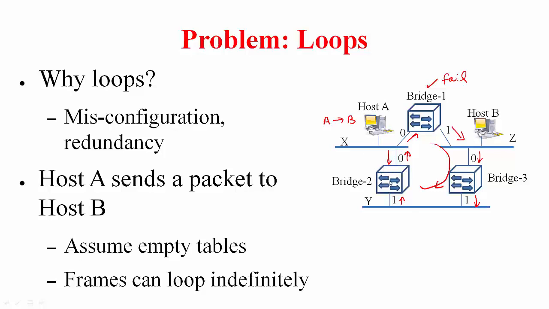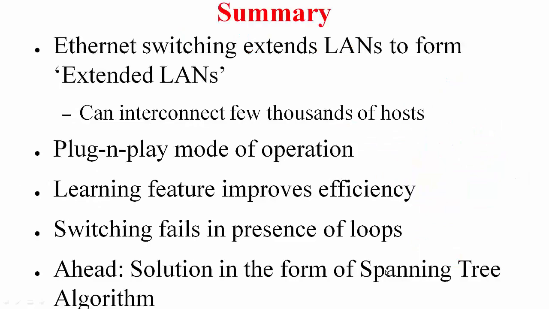Similarly, when host A originally sent the packet, bridge 2 is going to get it, and it is going to send the packet like this, and this will go like this. So there is one frame circulating in this fashion through bridge 1 and another frame circulating in this fashion via bridge 2. And these frames can loop indefinitely. You don't want that because it wastes the capacity of the Ethernet. So how do you solve it? We will cover it soon.